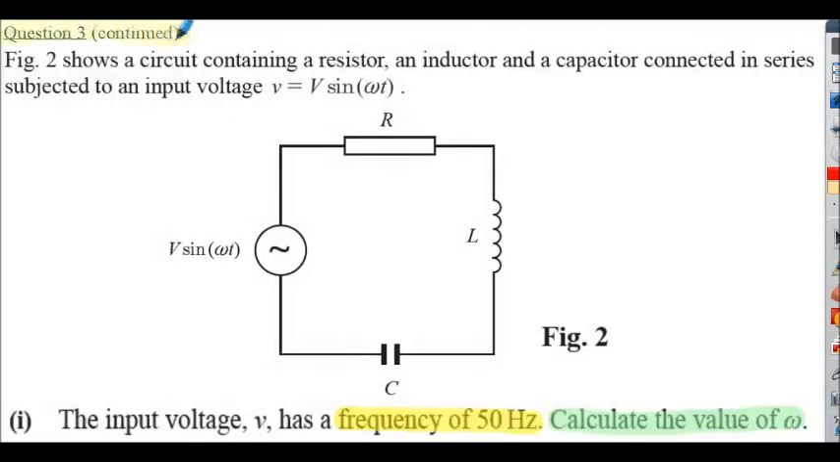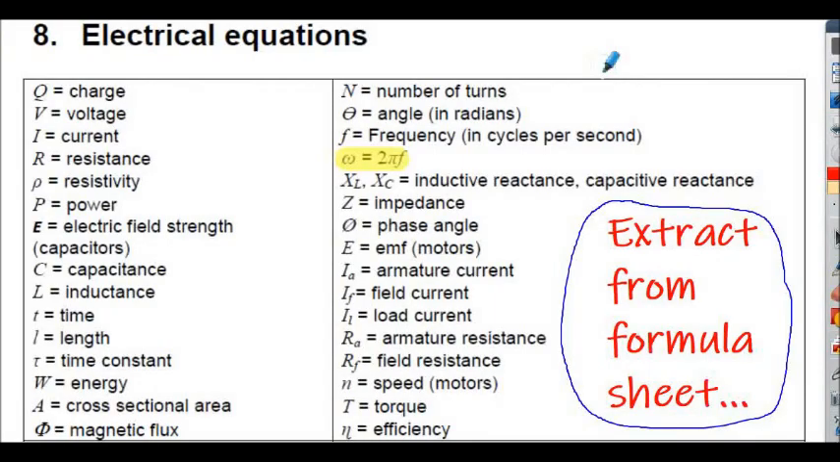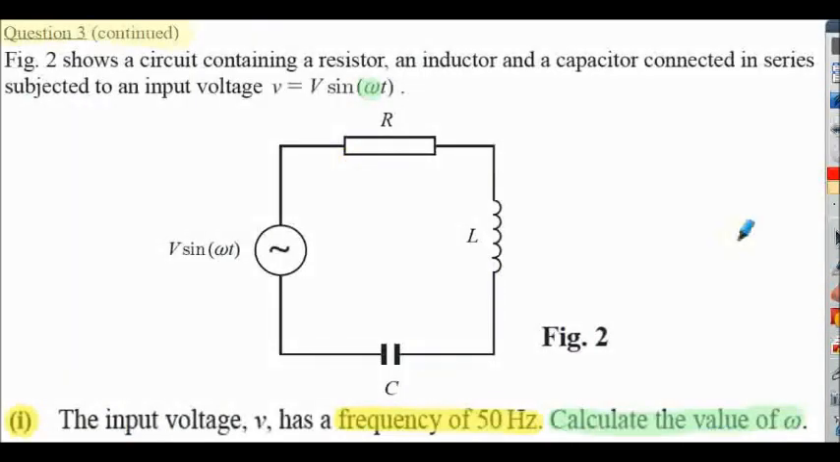Question 3, continued. So part 1, given that the frequency is 50 Hz, we have to calculate the value of the angular frequency omega, shown in the equation here. To do this, we'll need to refer to the formula sheet, where you'll see that the angular frequency omega is defined as 2 pi f. So given the frequency in the question, we can calculate the omega. Solution shown on the following slide.